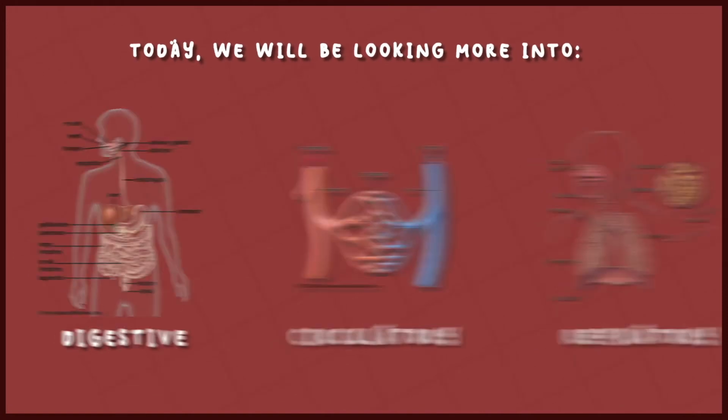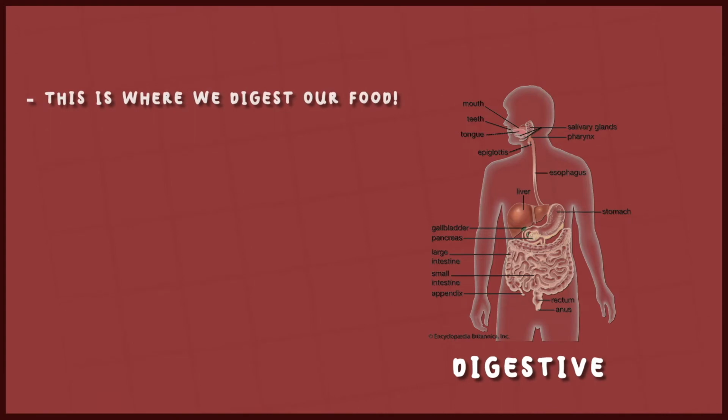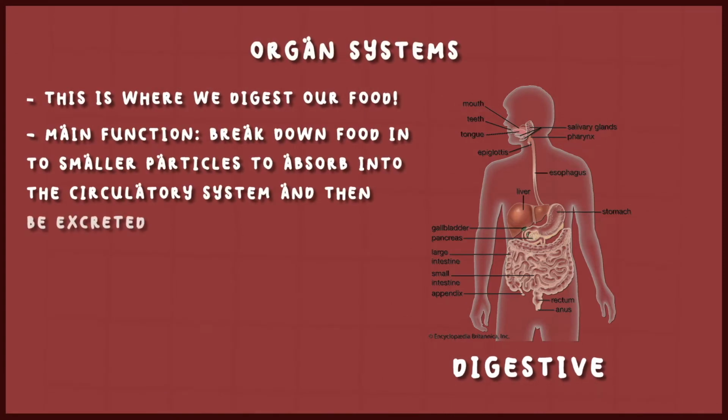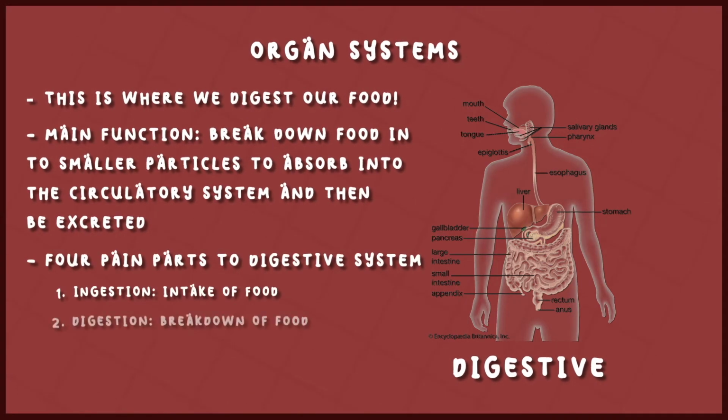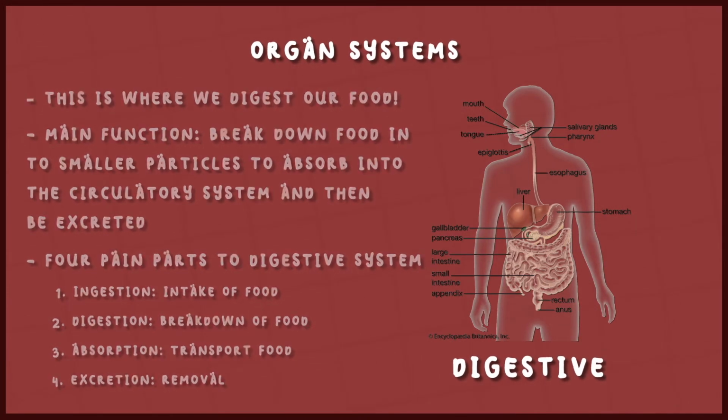First off, we have the digestive system, and this is where, you guessed it, we digest our food. Its main function is to break down food into smaller particles that can be absorbed into the circulatory system and then be excreted. There are 4 stages in this system: ingestion, the intake of food; digestion, the breakdown of food; absorption, transporting digested food into the circulatory system; and excretion, the removal of undigested food.